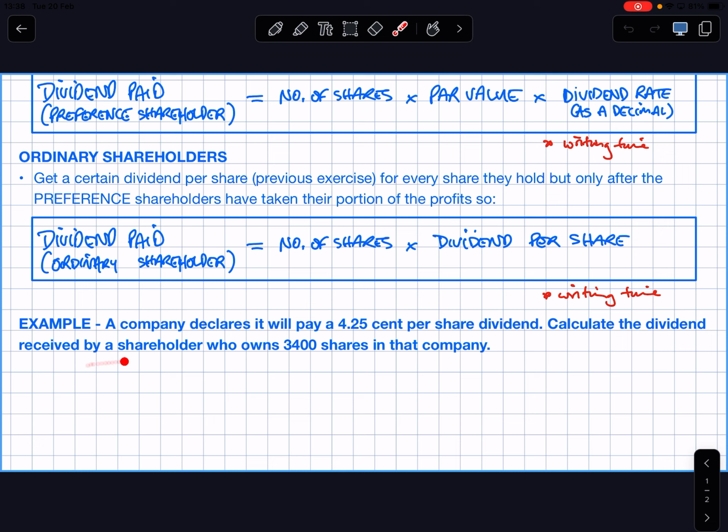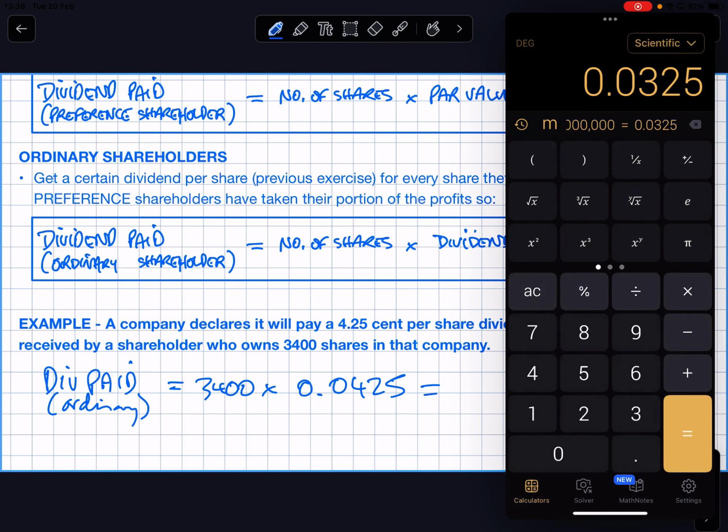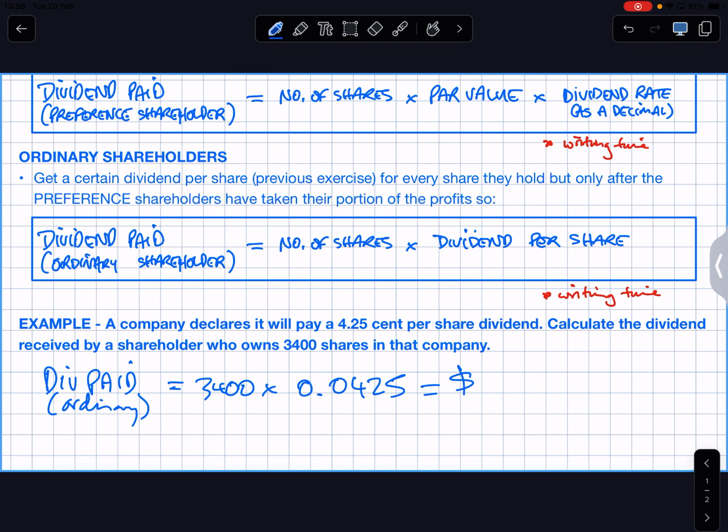If you look at this example, does it mention anything about a par value or any percentages here at all? No, so you assume that that's an ordinary shareholder. So you'd be like div paid, their ordinary, equals the number of shares, they have 3,400, times by the dividend per share, 4.25 cents. I'm going to do that in dollars, so 0.0425 equals $144.50.